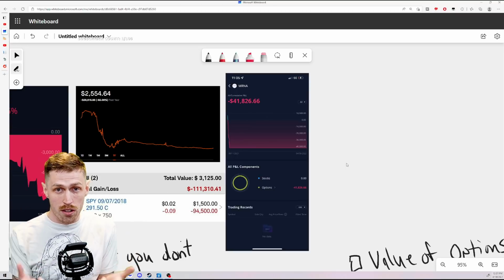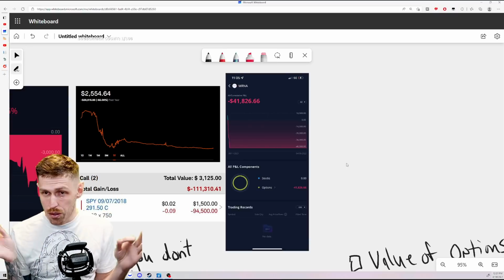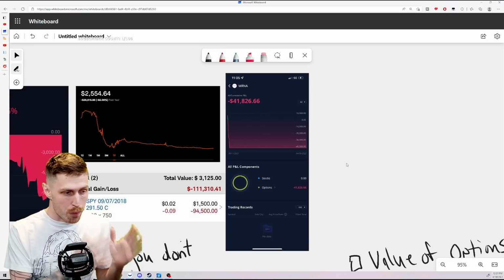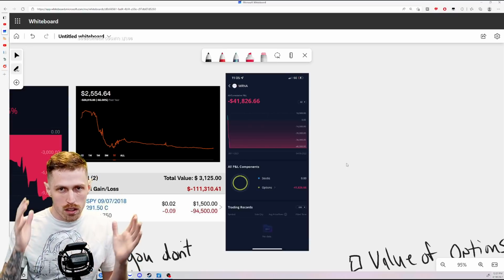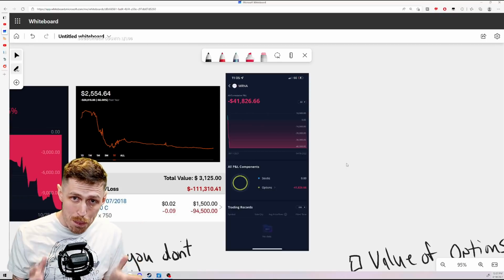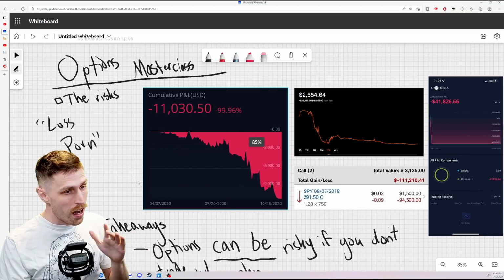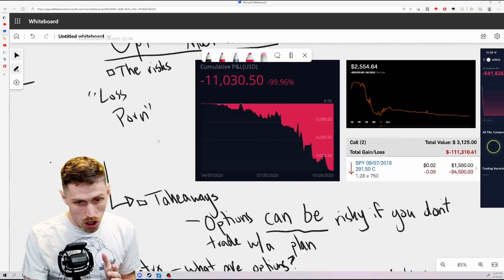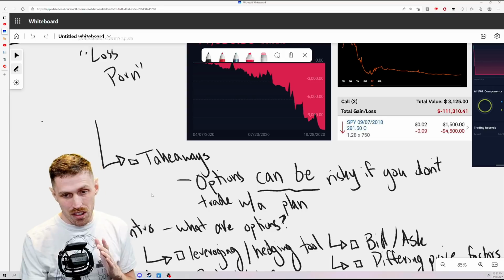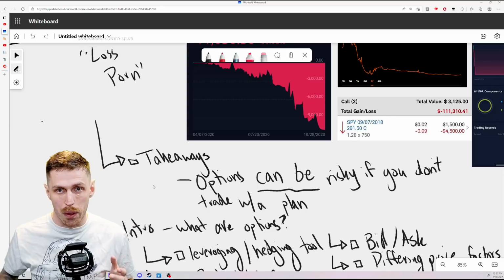Successful traders are successful because they've spent hundreds of hours, thousands of hours practicing and honing their craft to adjust with the market and to beat the market. It's a difficult thing to do, and I want to make that painfully clear before we even begin. So the takeaway from that: options can be risky if you don't trade with a plan.